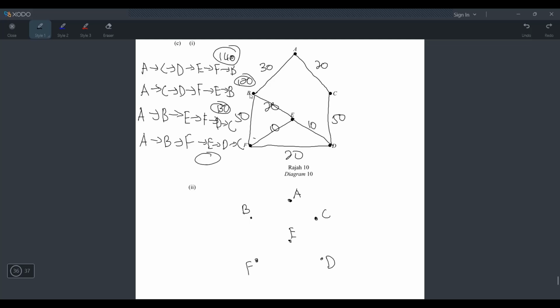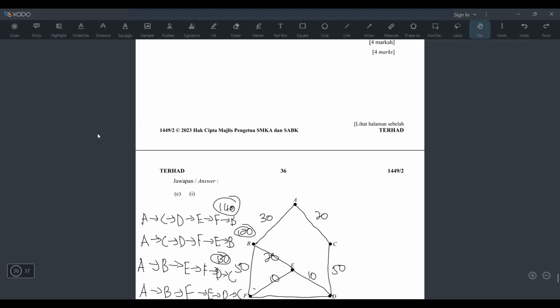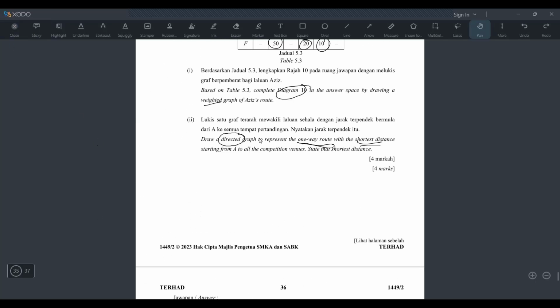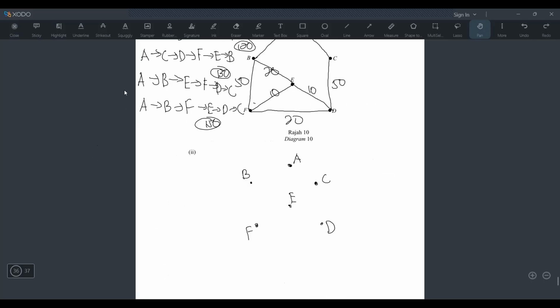Okay, my last one, ABF. 30 plus 50 is 80 already, and then plus EDC, 20, 70. So what is 80 plus 70? 150. So I think I know which one is the shortest already. They ask: draw a directed graph to represent one way with the shortest distance, and state the shortest distance. So what is the shortest distance?